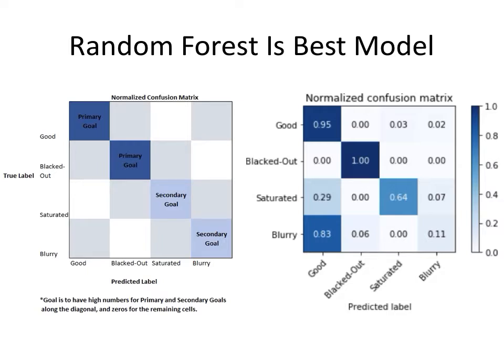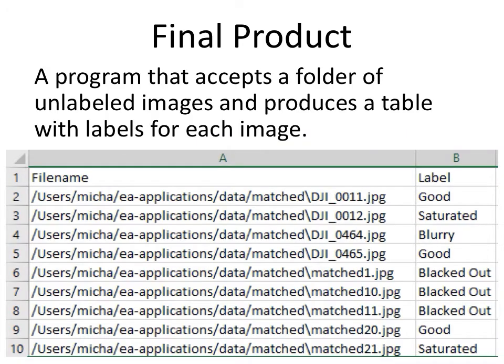So I checked out different supervised machine learning models: logistic regression, SVM, gradient boosting, and random forest. For more information on these, you can visit my GitHub page. I have all the different models tested there, but I did find that the random forest method is the best model. And looking at the confusion matrix, you can see a high percentage, 95%, of the good ones were identified. 100% of the blacked out were identified, and we still identified 2/3 of the saturated and a little over 10% of the blurry, so that was good.